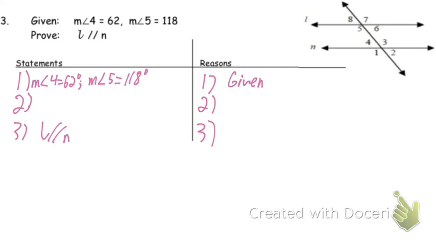Okay. Now we can mark this information that we're given. Measure of angle 4 is 62 degrees, and measure of angle 5 is 118 degrees. Now, do we notice anything special about those two measures by chance? We're given them, so we should probably look at them. What do we notice that's special about those two, Ryan? They add up to 180. So what does that tell us about angles 4 and 5? They're supplementary. So we can say in our next statement, angle 4 is supplementary to angle 5.